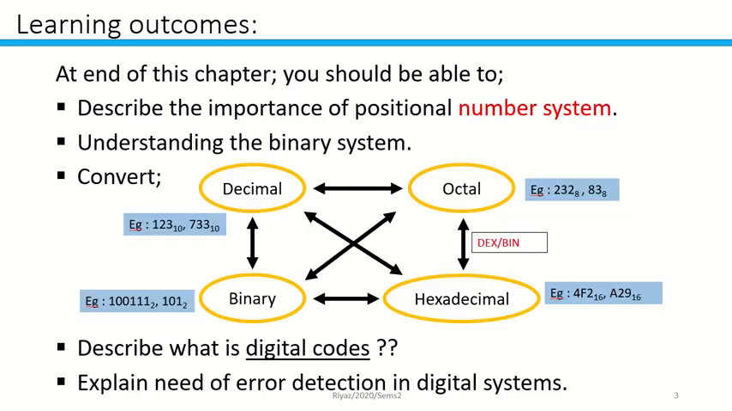So the learning outcomes of this chapter include: you're able to describe the importance of the positional number system, understand the binary system, and able to convert decimal to binary or binary to decimal. This includes new representations, which are octal and also hexadecimal. Hexadecimal usually has a base of 16, you can see the example over here, and octal will have a base of 8. Describe what digital codes are and also able to explain the need for error detection in digital systems.